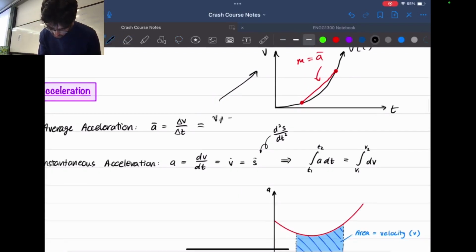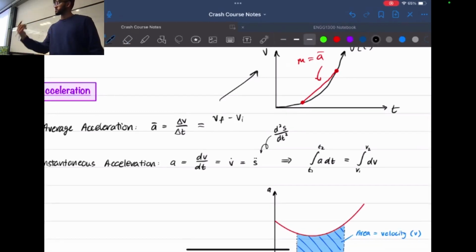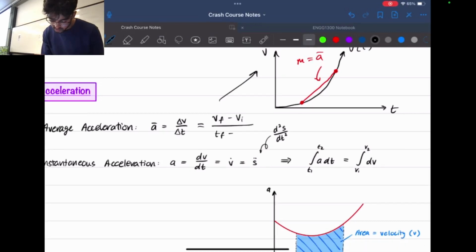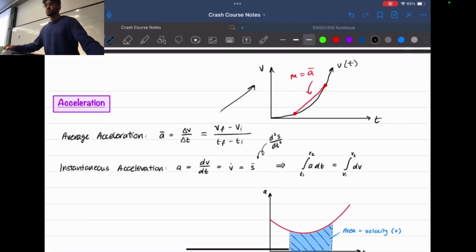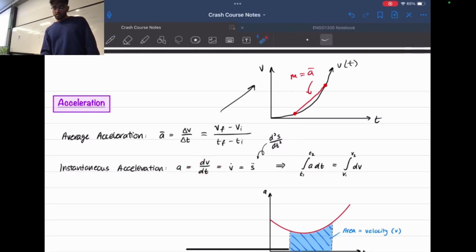Say vf minus vi, so final velocity minus initial velocity, divided by final time minus initial time. And then just like velocity, we've also got instantaneous acceleration, where acceleration is equal to dv on dt, v dot, or s double dot, which is just a second derivative with respect to time.